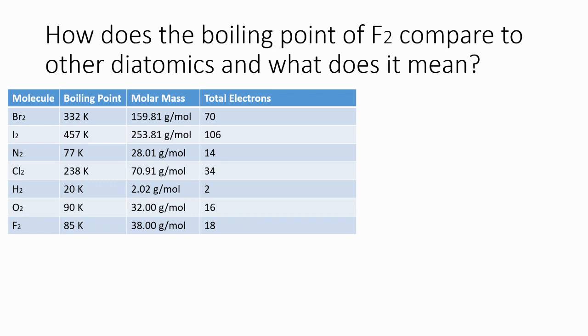I2 iodine has a boiling point of 457 Kelvin. That's pretty high. And if you look down at hydrogen, it boils at 20 Kelvin. That's just above absolute zero. So it's pretty easy to boil hydrogen, but pretty tough to boil iodine.